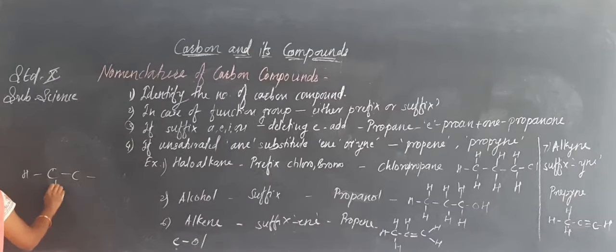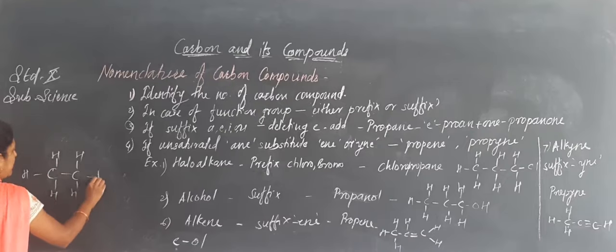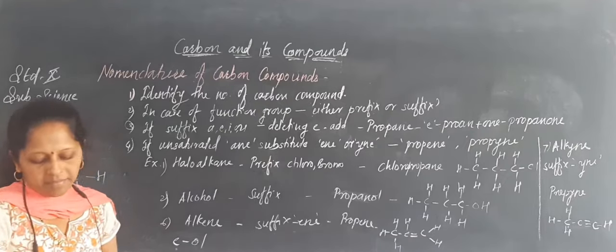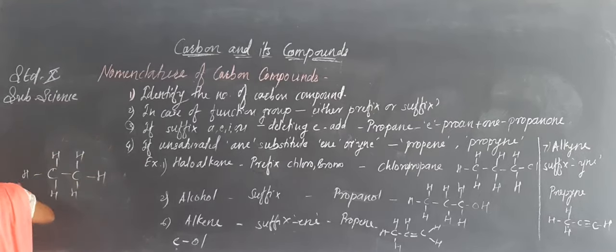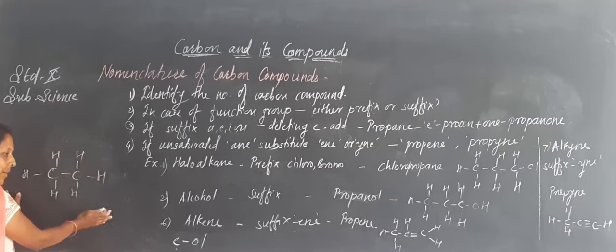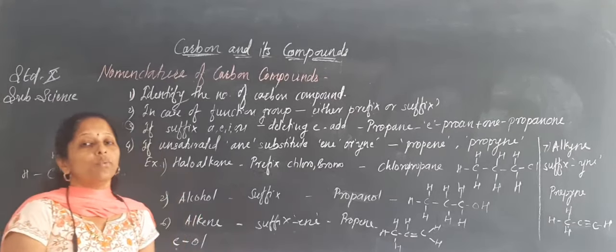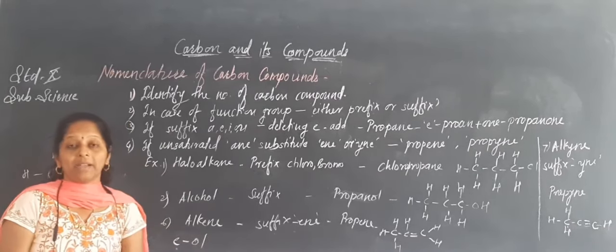So if a structure like this is there, identify how many carbon atoms are present in the compound. In that compound, how many carbon atoms are there? Two are there. So C2 means saturated. Single bonds are present, so that is a saturated carbon compound.